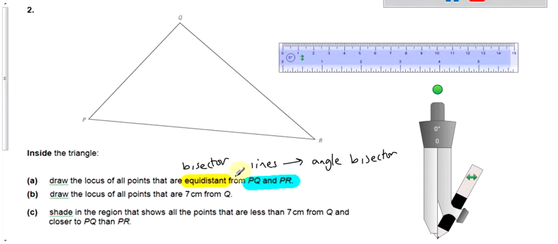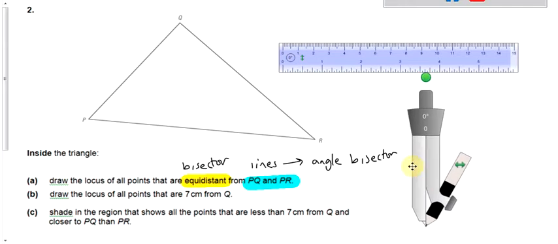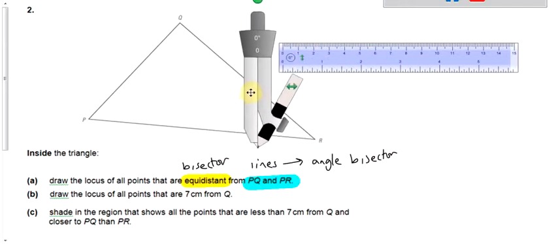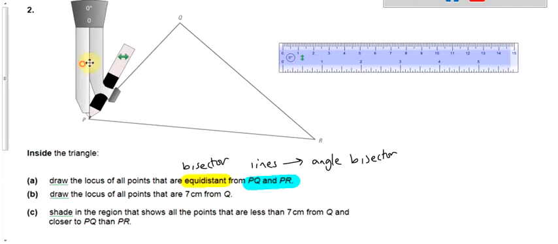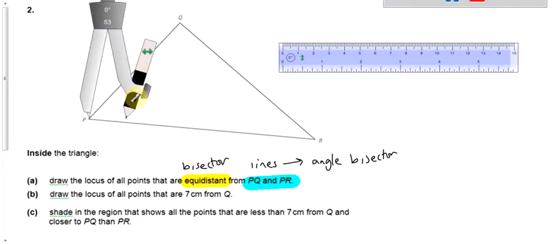If they'd been points, just say it had said P and Q, for example, then it would have been a line bisector or a perpendicular bisector. Anyway, we're just going to get on and do that. So we grab the compass, PQ and PR. Notice they both start at P. That's the angle we're going to bisect, and you've seen me do this already.